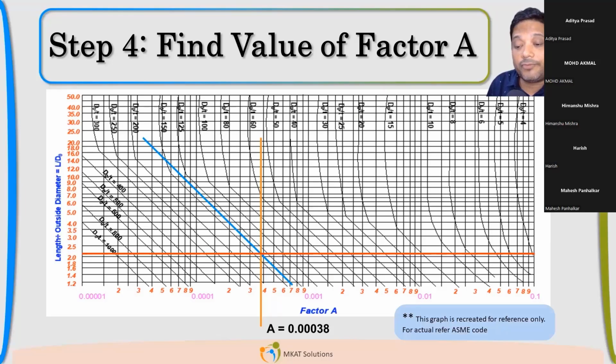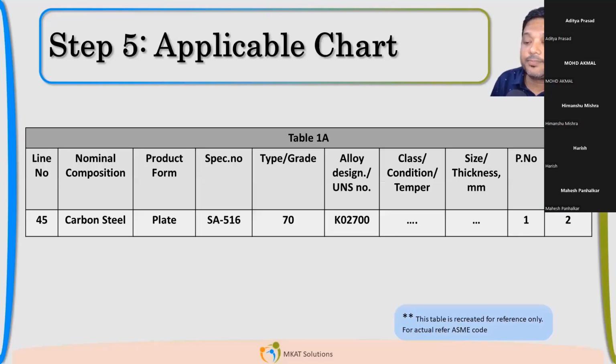Great. So now once we have got factor A, tell me where I should go. Once I have found factor A by using section 2 part D subpart 3, what should be my next step? Material chart. Exactly. So now I'll move to how to see which material chart is applicable for me. For SA 516 grade 70, let us say, which material chart is applicable.